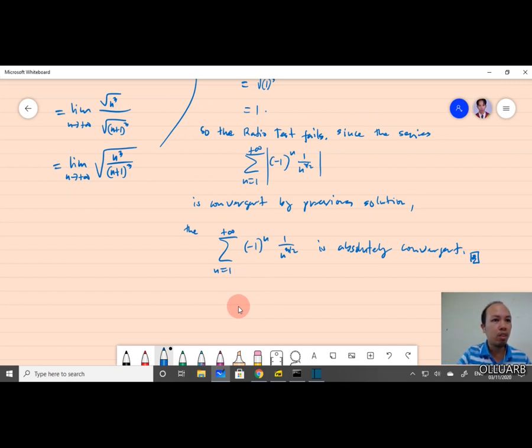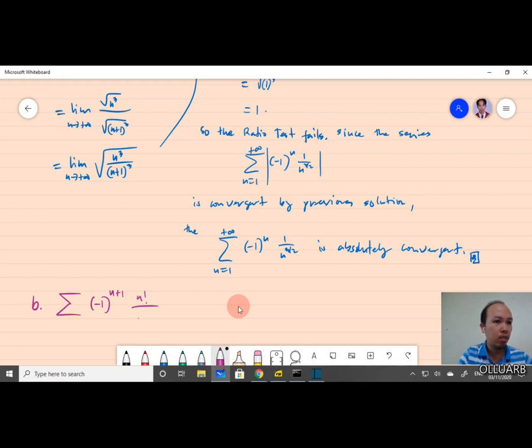Anyway, let's have another example. Example number 2, this one, or letter B. Let's try to solve the second problem that we did.